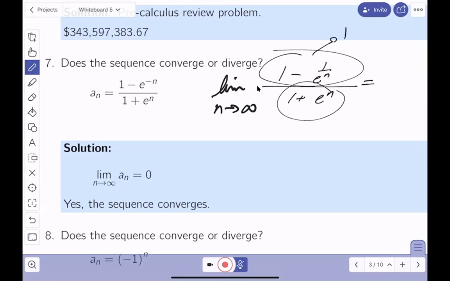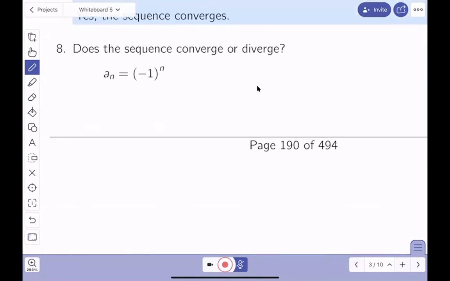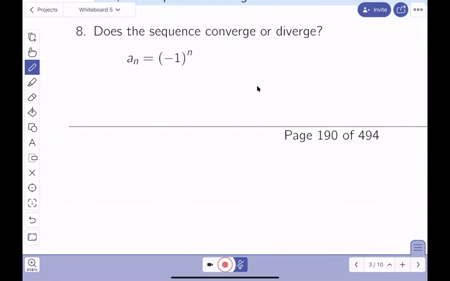And the bottom goes towards infinity. And 1 divided by infinity is 0. So yeah, finite number. It converges. We say 0. All right, this one a little more difficult. A lot of students get confused by this one over here.